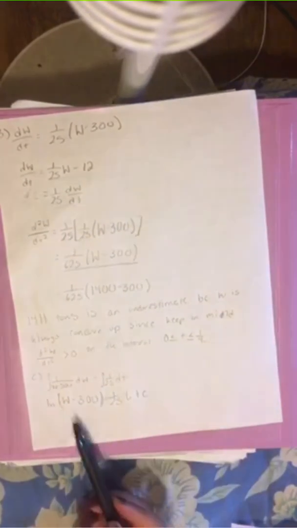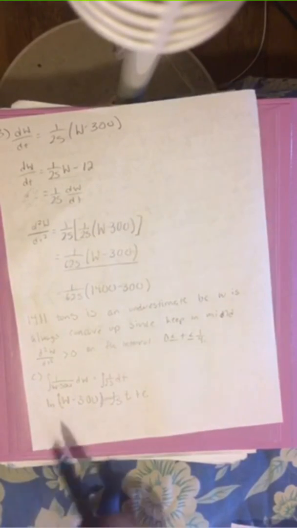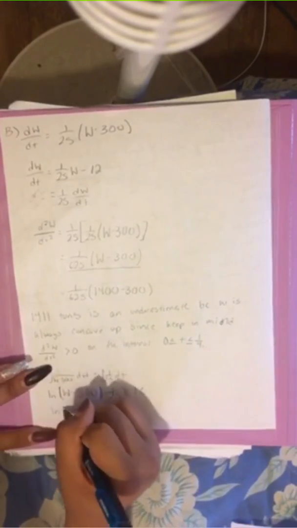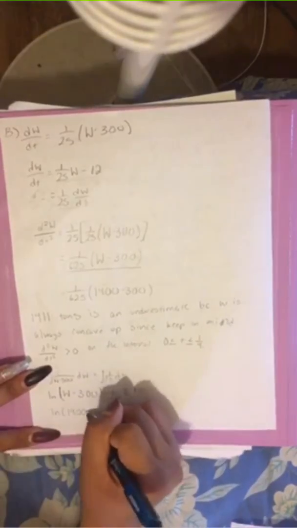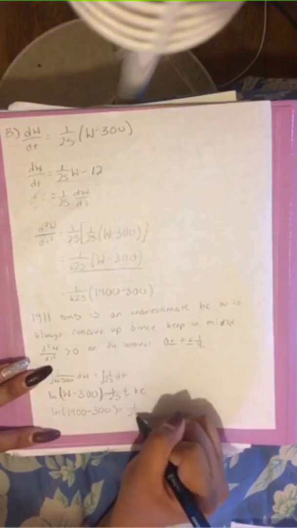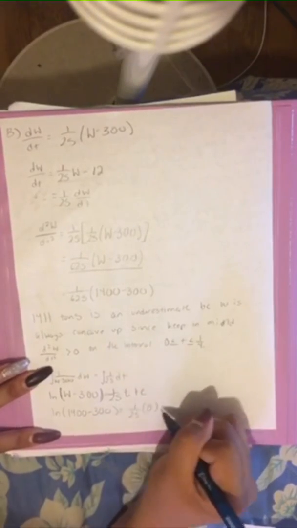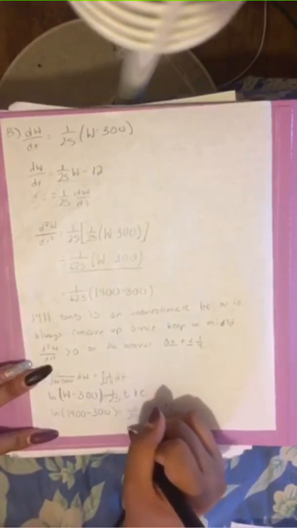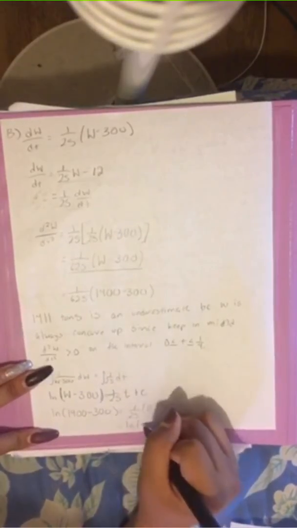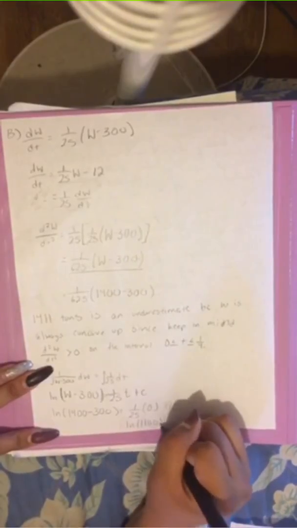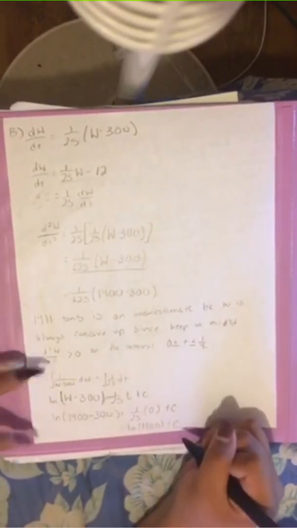So from this, we just need to plug in what they gave us. We already have W, which is 1400, and we already have t, which is going to be 0. The only thing we're going to do is just plug it in. So solving this, it will equal the C.